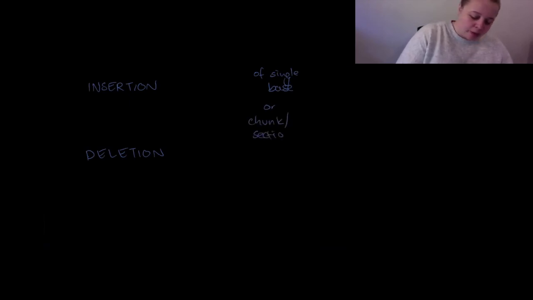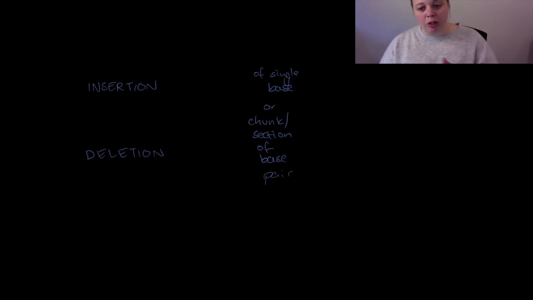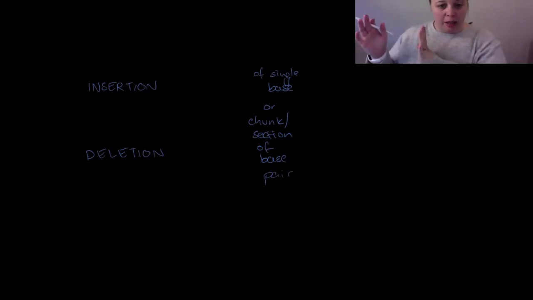So the 2 different types of frame shift mutations that we're going to talk about are an insertion or a deletion. So a frame shift could be of a single base or a chunk or section of base pairs. So this is why I talk about frame shift as a separate type of mutation. It could be a subset of a point mutation, or it could actually be a subset of our next section, which are called block mutations.